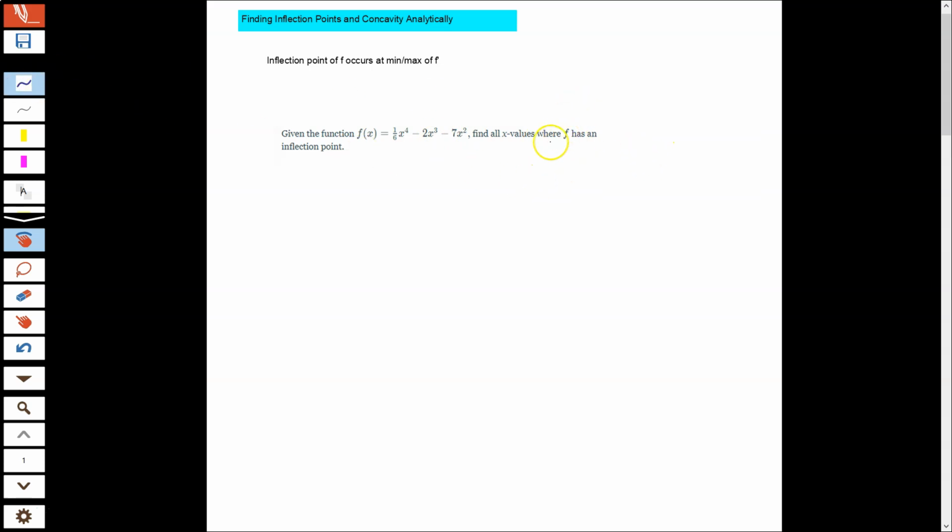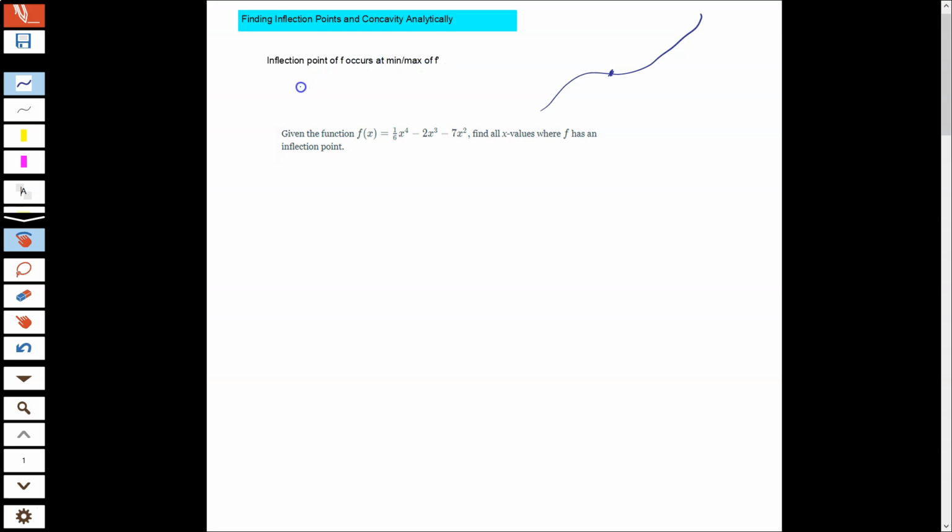So what this would look like would be something like this, maybe, right? So an inflection point would be here. So notice my function opens down to the left and then opens up to the right. Okay? And we have this idea that it occurs at a min or a max of f prime. So that's the derivative of f.